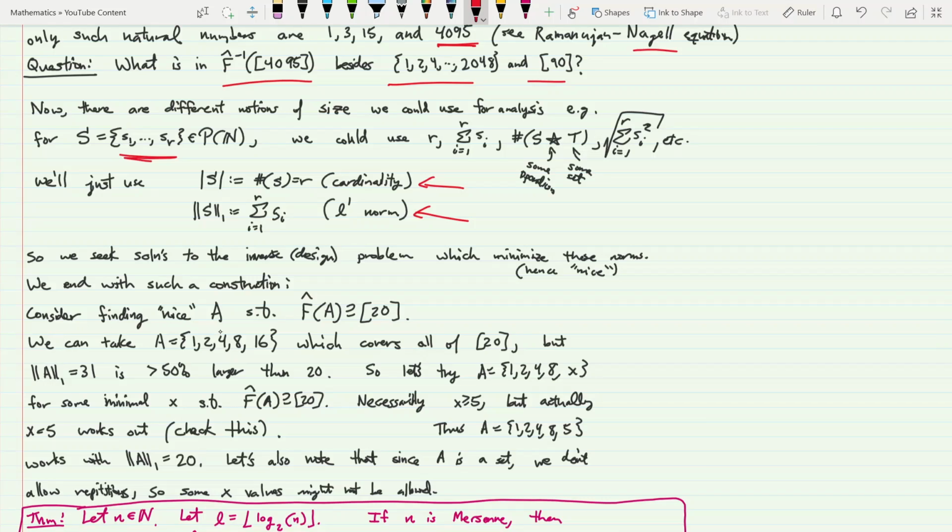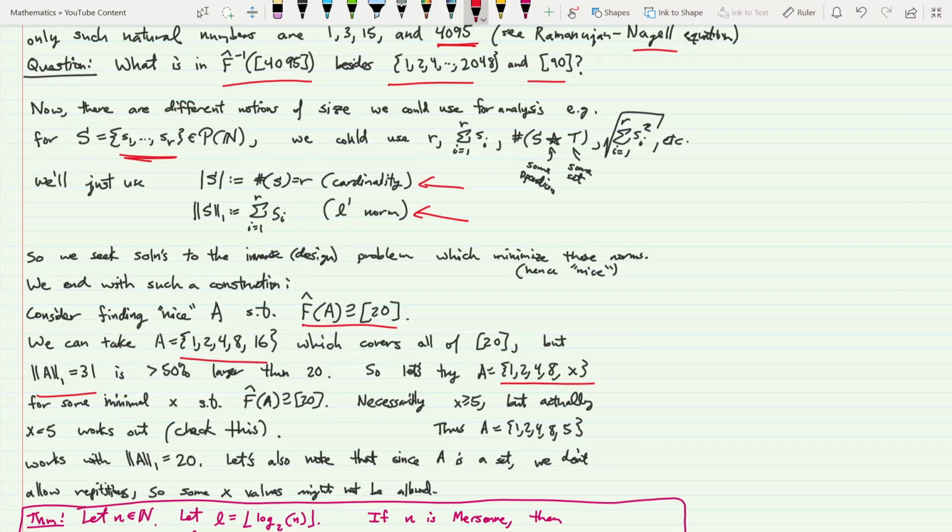So consider finding a nice A such that f hat of A covers or includes bracket 20. So it just hits all the numbers 1 to 20. So you can, of course, just take A to be this power of 2 set, and that we know covers the numbers up to 31. Okay, but the sum of these elements is 31, so the L1 norm is quite large. We'd be using a lot of material.